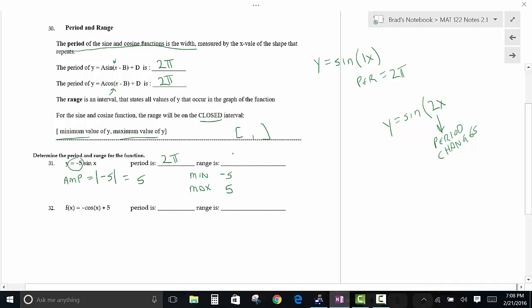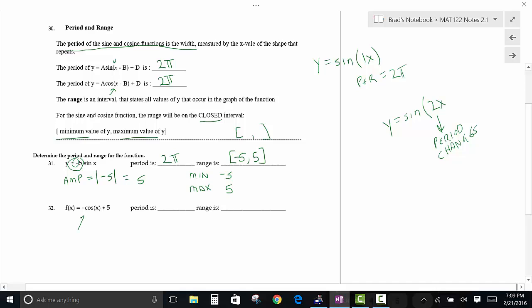The period's 2 pi, so the range is going to be on the closed interval from the minimum, -5, to the maximum, 5. And all that negative does is reflect it, but you're still going to have a minimum of -5 and a maximum of 5.